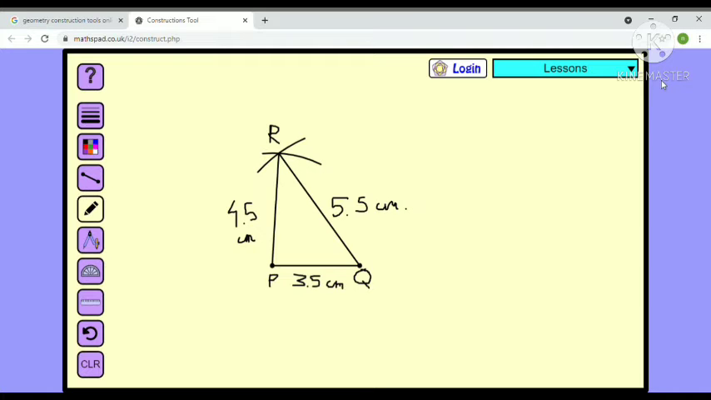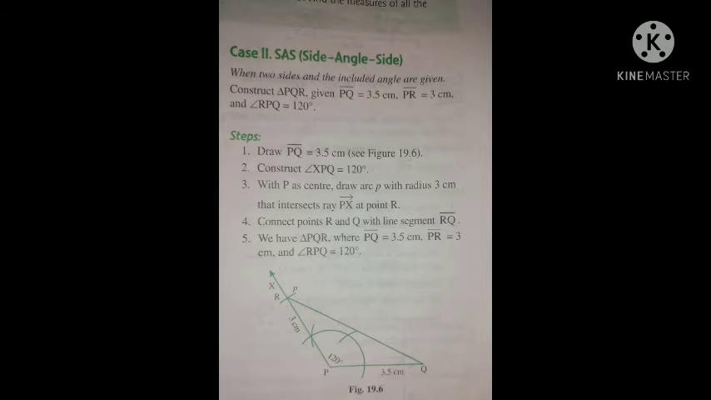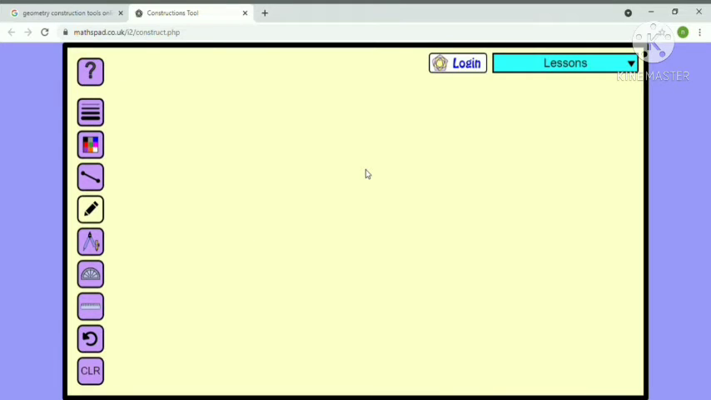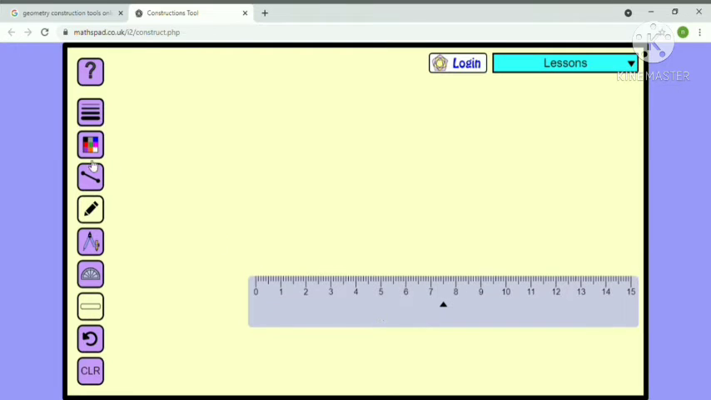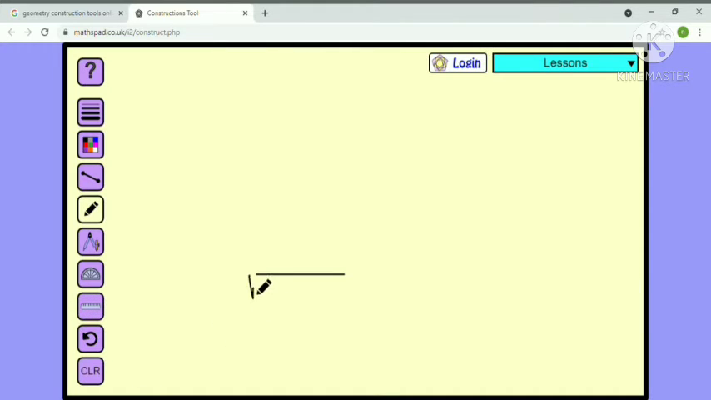Case 2 SAS, that is side, angle and side construction. In the previous construction we have seen that the measure of three sides were given. So in this construction, the measure of two sides and one angle is given, where we have to first draw PQ equal to 3.5 centimeter. After that we have to construct angle XPQ at 120 degree.